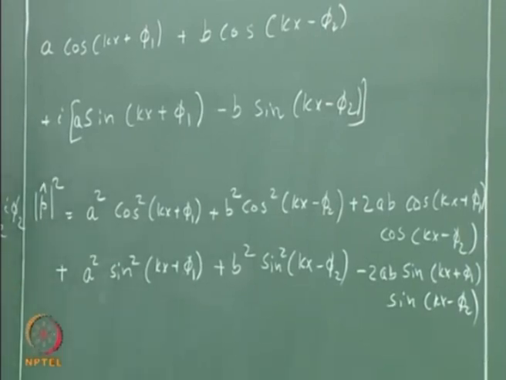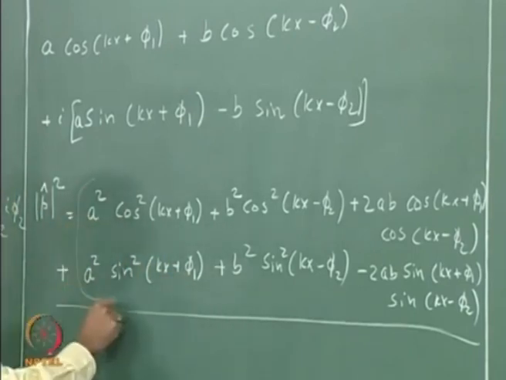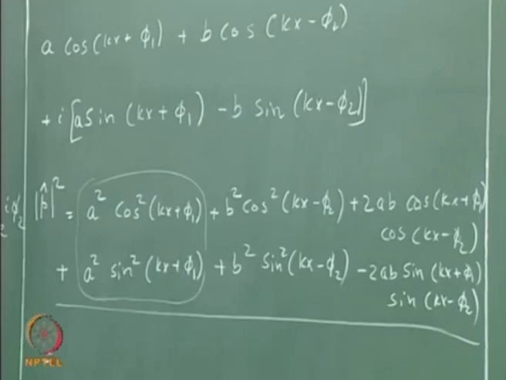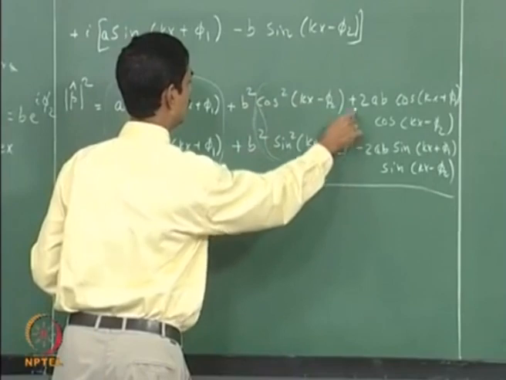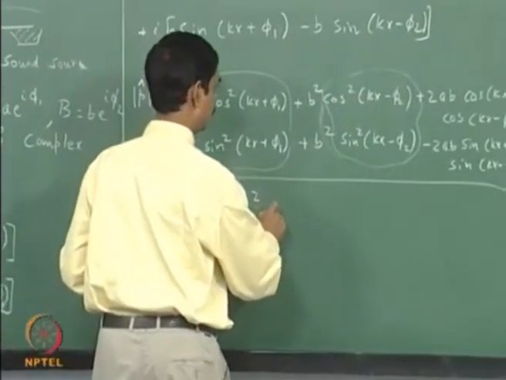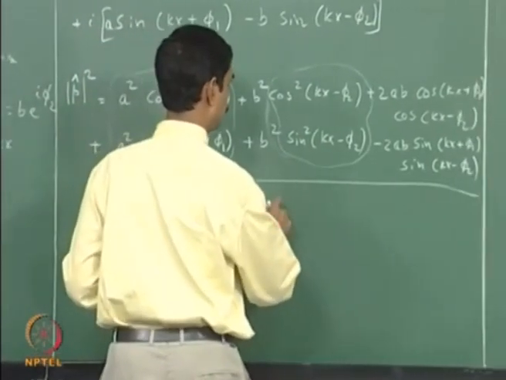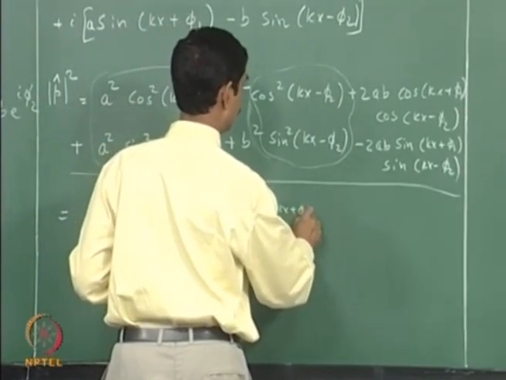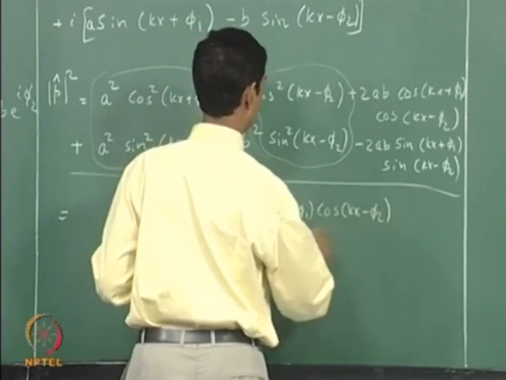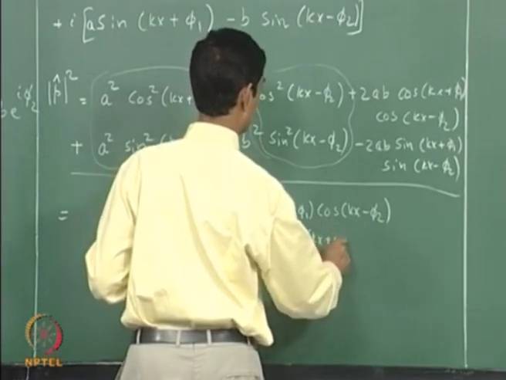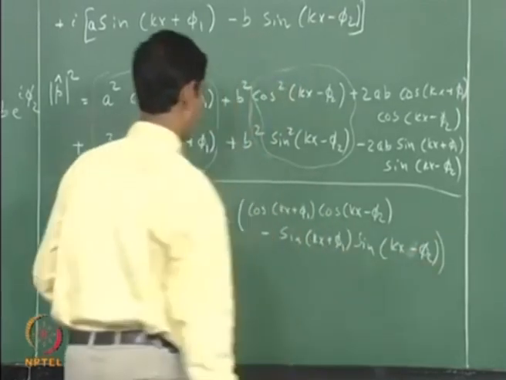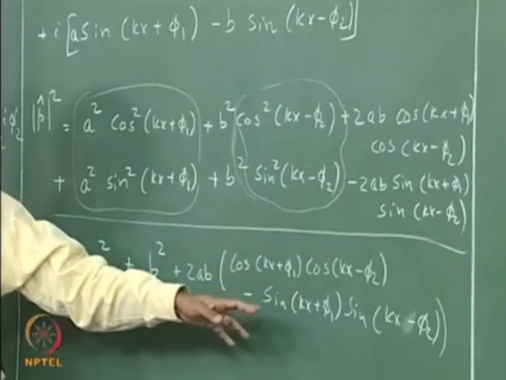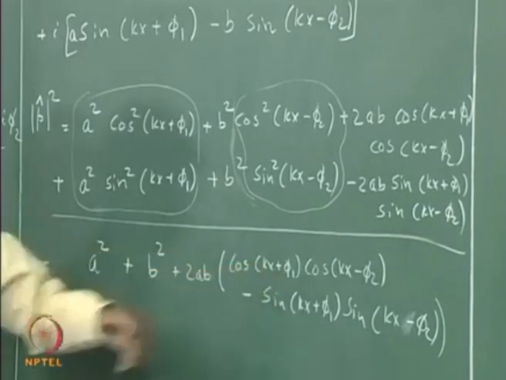So now if you try to add these terms, it simplifies a lot. We know that sin squared theta plus cos squared theta is 1. So this whole term simplifies to A squared, and similarly here again we get sin squared plus cos squared, so that is B squared, plus 2AB into cos(kx plus phi 1) cos(kx minus phi 2) minus sin(kx plus phi 1) sin(kx minus phi 2). So this can be simplified. You have the form cos A cos B minus sin A sin B, which is of the form cos(A plus B). So we can replace this term.